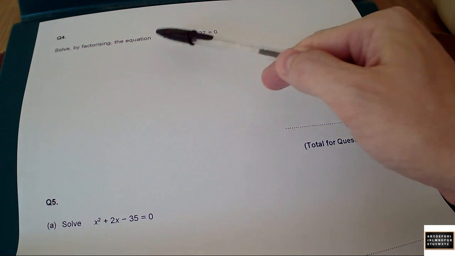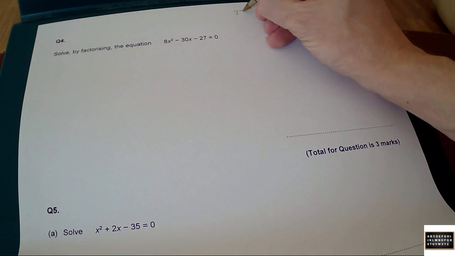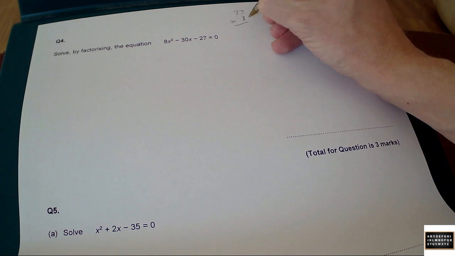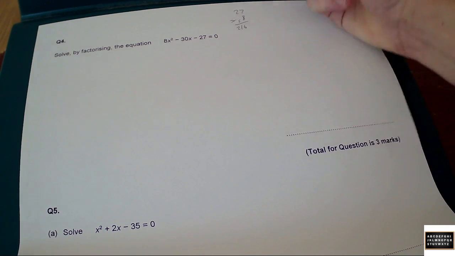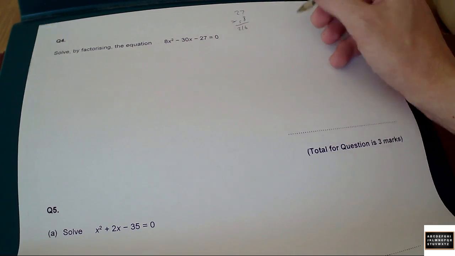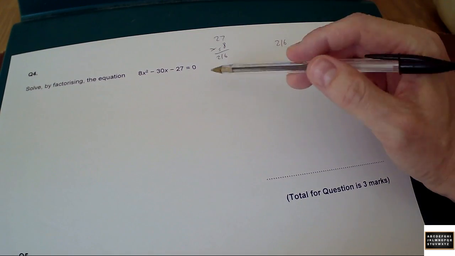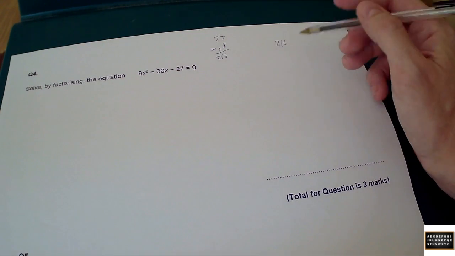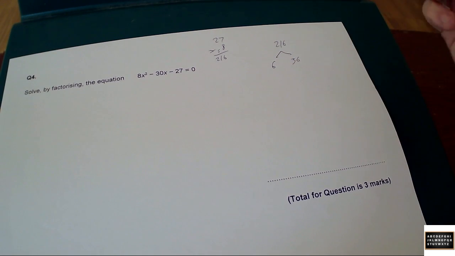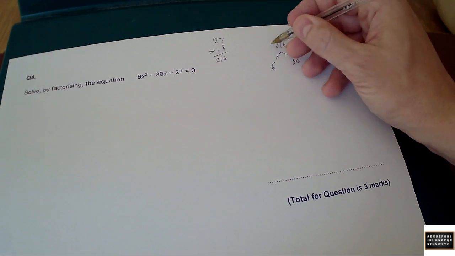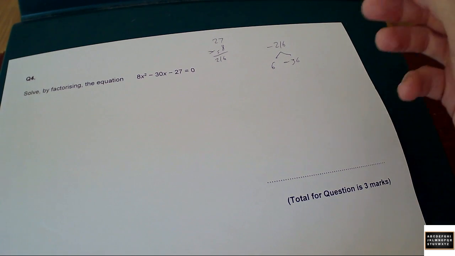But in case you're not sure about what to do, you would do 8 times 27. Now 8 times 27 is going to be 216, I think. Yep, that's right, isn't it? Yep, 216. So you're looking for factor pairs of 216 that then add up to make minus 30. So if you think about it, it's 6 and 36 are the pair that you would want. And because it's minus 216, we're going to have 6 and minus 36.